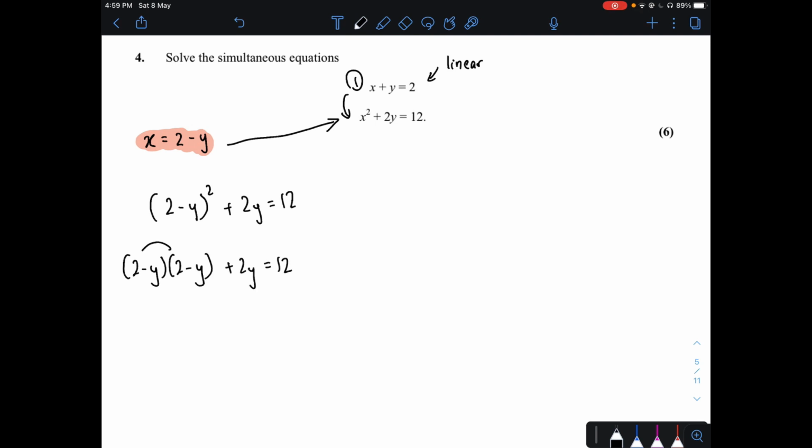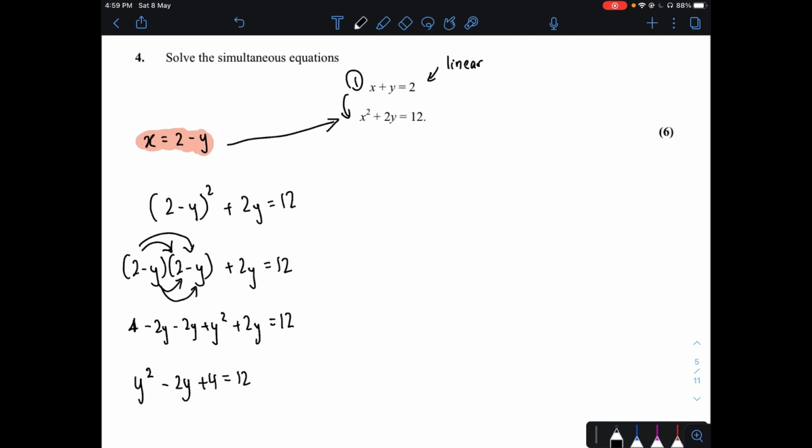So let's expand the brackets. First inside, inner, and then outside. So that would be 4 minus 2y plus y squared plus 2y equals 12. So now let's simplify all of this. So that will be y squared, minus 2y cancels with the other plus 2y. You're left with just another minus 2y. And this becomes plus 4 equals 12.